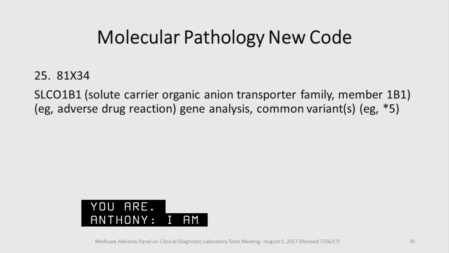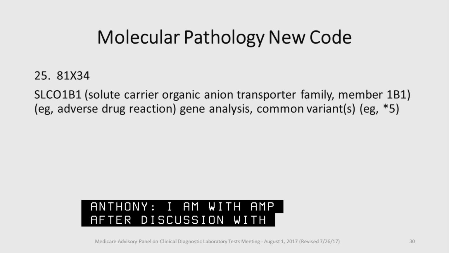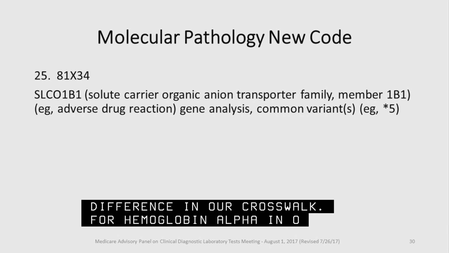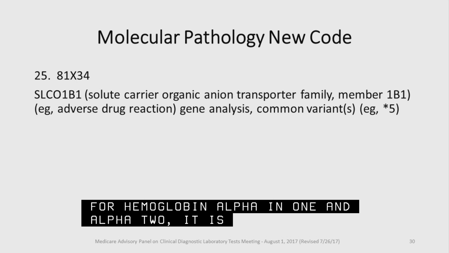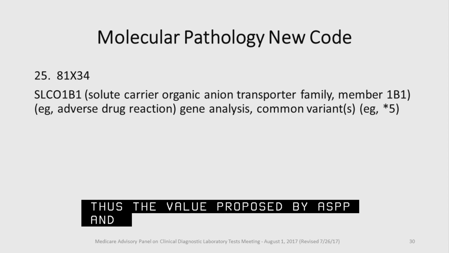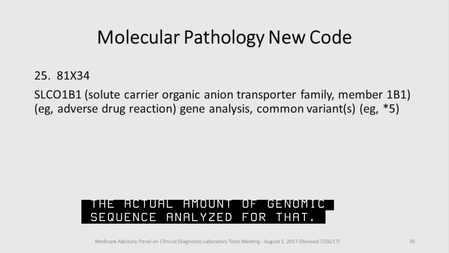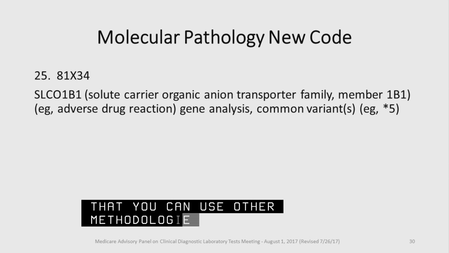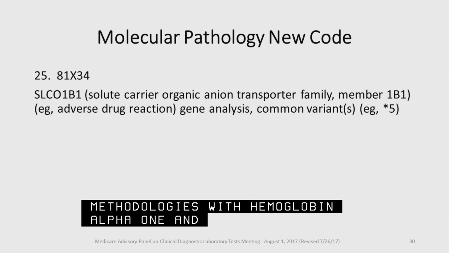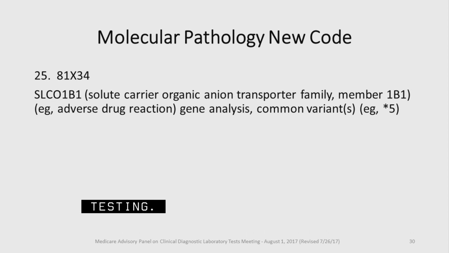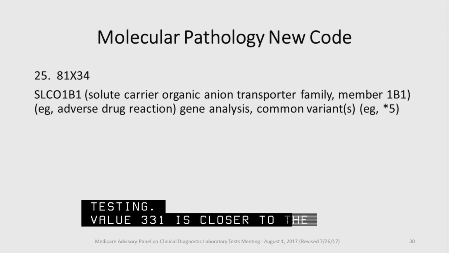And after discussion with the ASCP, I think we understand what the difference in our crosswalk recommendations were. So for hemoglobin alpha 1 and alpha 2, it is two separate genes, each at 3 exons, which actually is 6 exons. So the value proposed by the ASCP, and I believe ACLA as well, for P10 is probably a little closer to the actual amount of genomic sequence analyzed for that. Additionally, other experts have highlighted that you can use other methodologies for the sequencing of hemoglobin alpha 1 and 2, as well as EGFR. Rather than doing full exon sequencing for EGFR, you can do hotspot testing. So the value at 331 is probably more appropriate for that hotspot testing in EGFR as opposed to full gene sequencing. The P10 sequence analysis is probably a closer crosswalk.